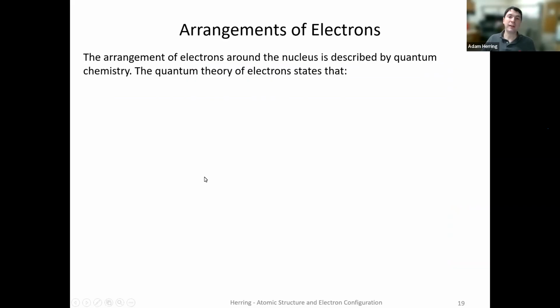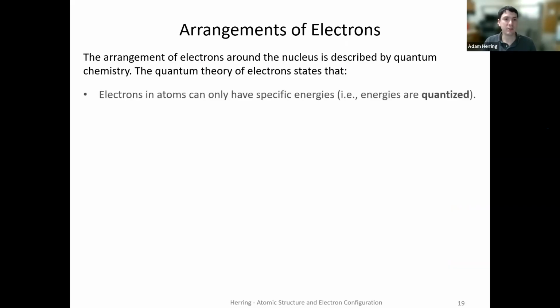The arrangement of the electrons around the nucleus can be described using quantum chemistry. And this describes that electrons are held in atoms, but only at specific energies. You can't have any energy. You must have very specific values. And we say that they are quantized.